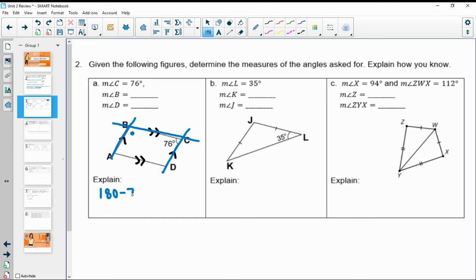So we would do 180 minus 76, and that's going to give us 104 degrees for B, and then also for D. A similar line of thinking, with these two lines being parallel and this being the transversal, would make those two supplementary as well. Then angle L is 35. We see that it's isosceles, so these two sides are equal. That means that this angle is also going to be 35 degrees, since it's an isosceles triangle and the base angles are equal.